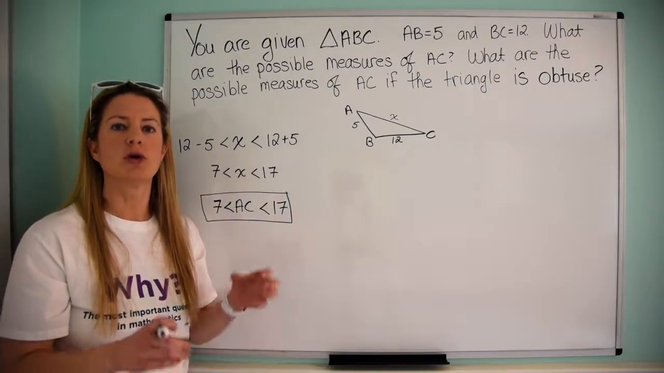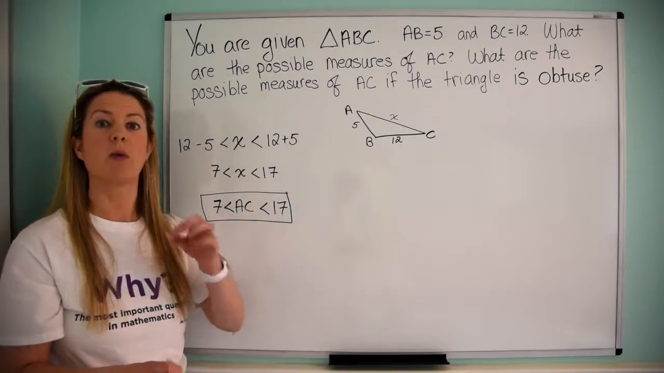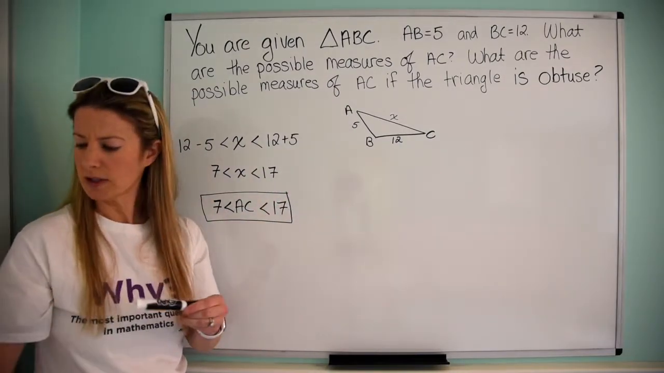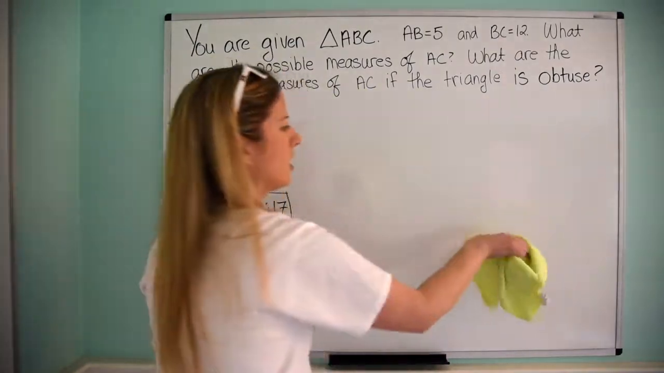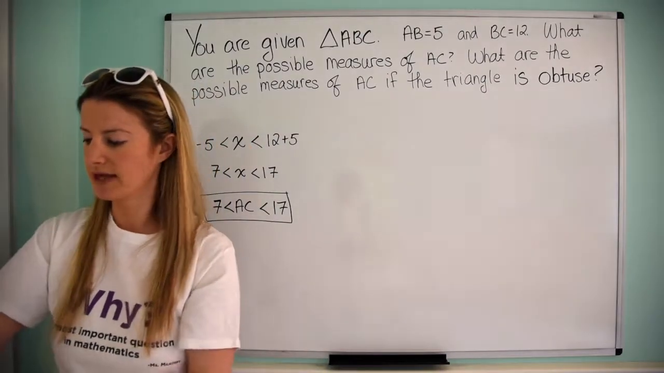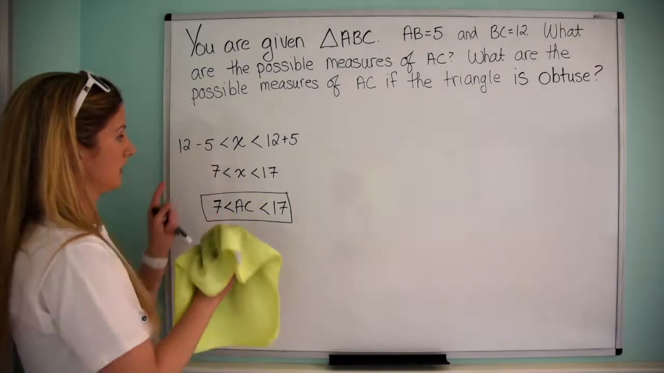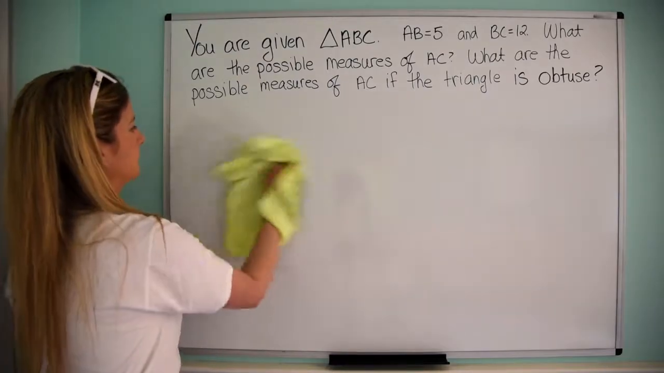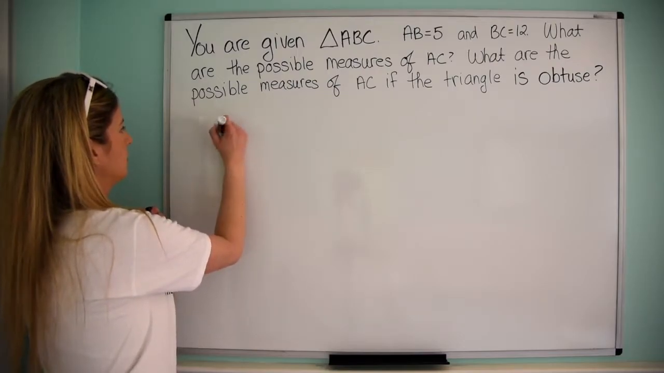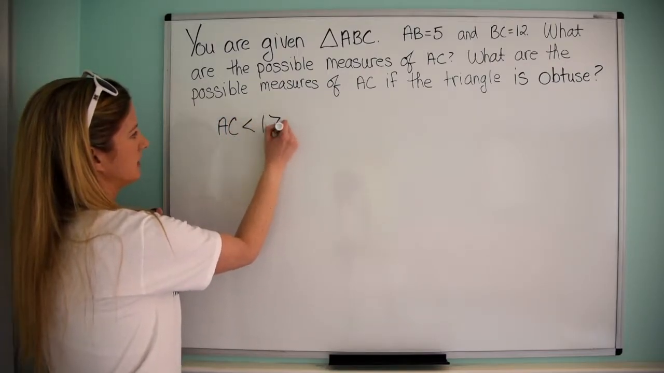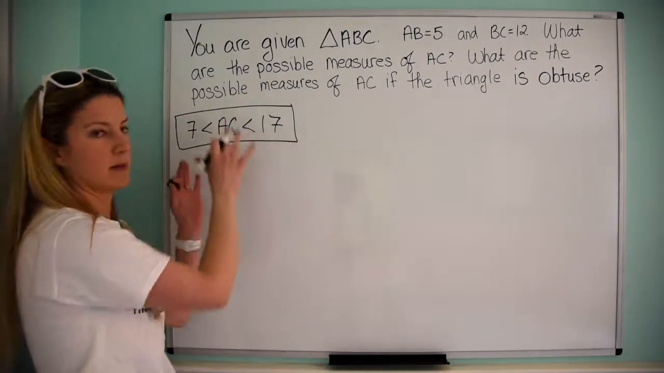Before I show you this with manipulatives, I cut out some pieces of paper to illustrate something. I want to talk about what if the triangle were right. So I am going to erase this, and move this up here so that we have more room. We know that AC was less than 17 but greater than 7. We're going to keep that boxed so we know that's where it must fall.